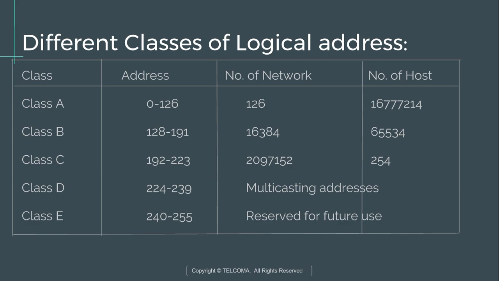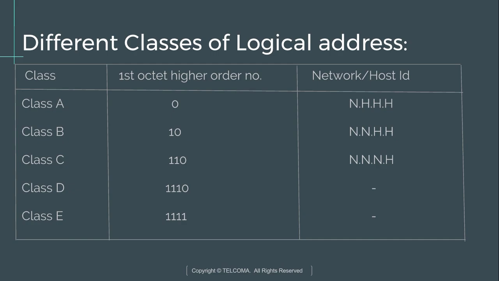The class A, B and C addresses are assigned to the devices in the network to access the internet, so they have their own number of network and host bits. The next is the class, higher order octet numbers, and the network ID and host ID. For class A, the first octet higher order number is represented as 0, the first octet represents the network ID, and the last 3 octets represent the host bits. The next is class B.